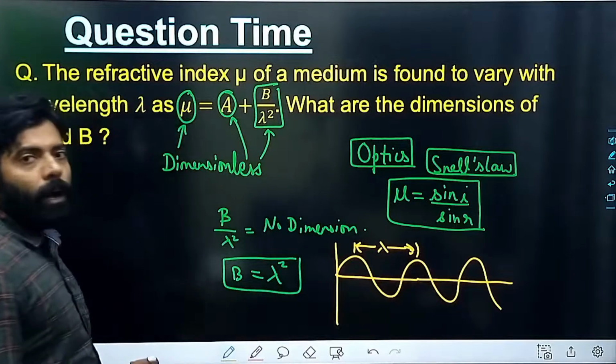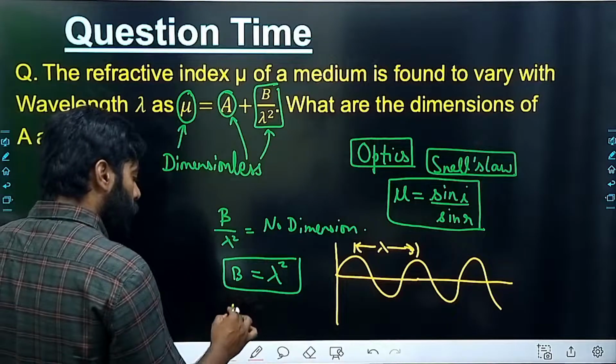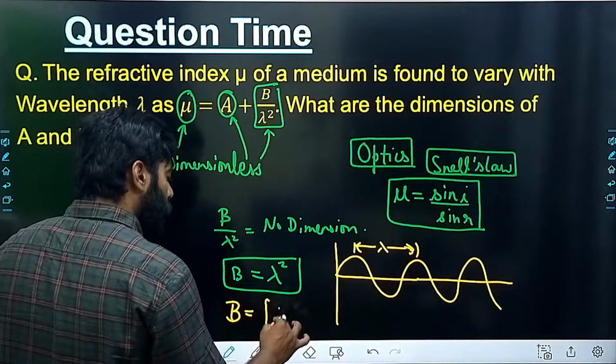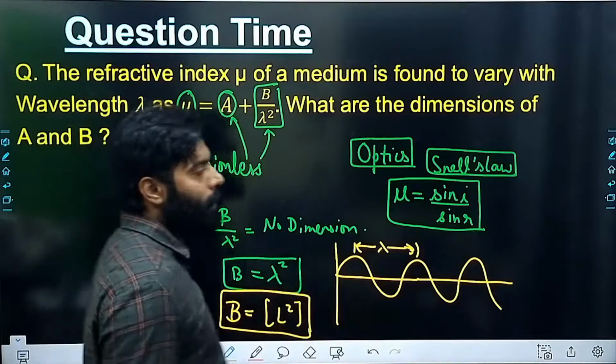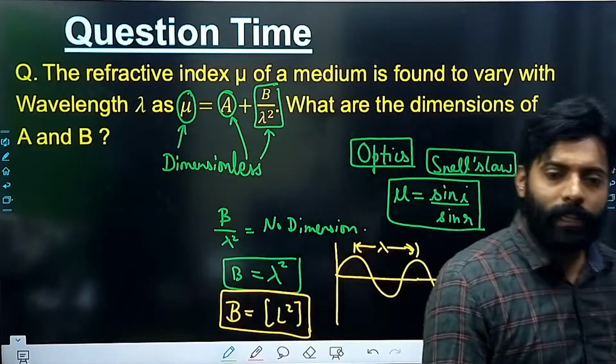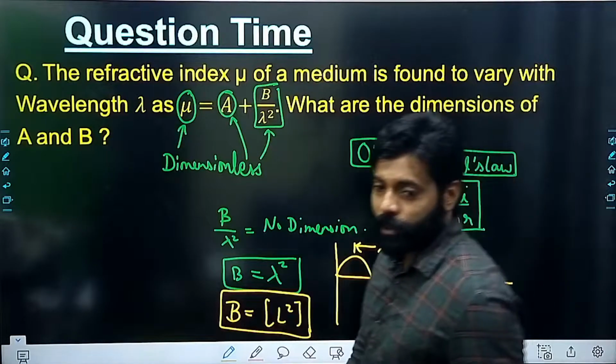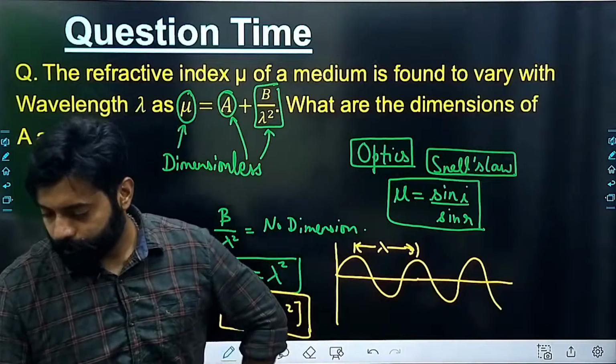So this is lambda, and we can say that the dimensions of B is L square. So the dimension of B is L square. So this is a very simple question.